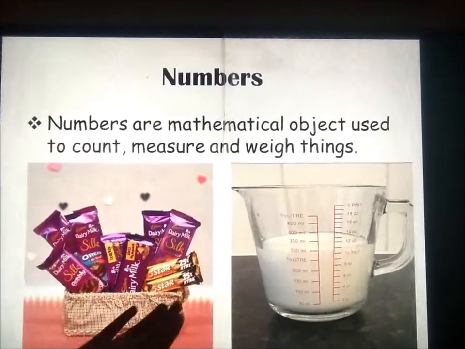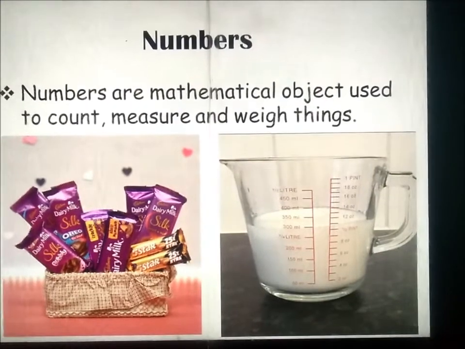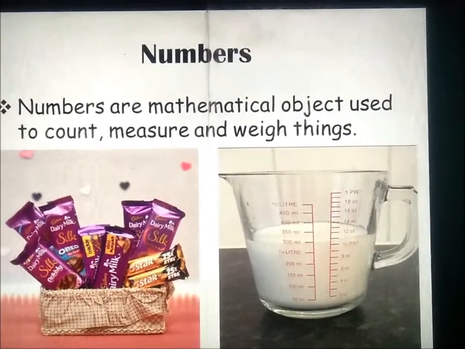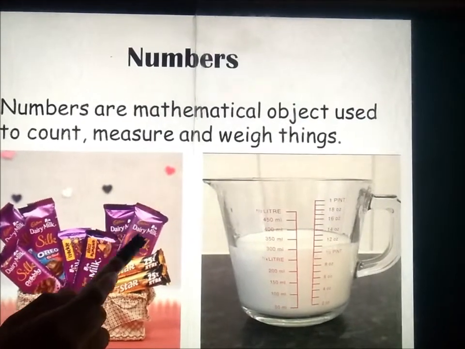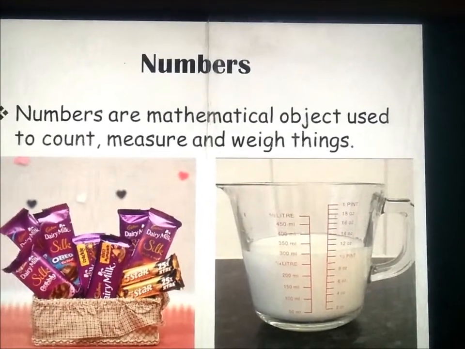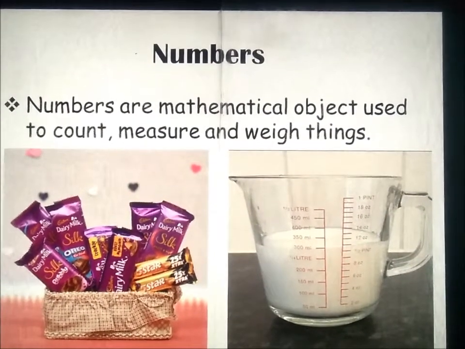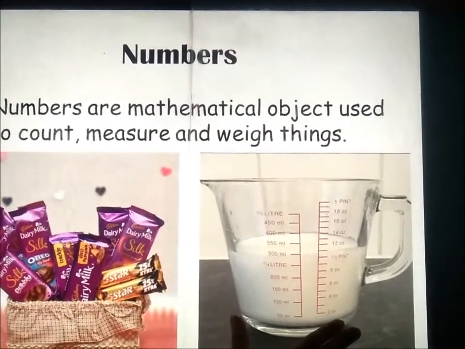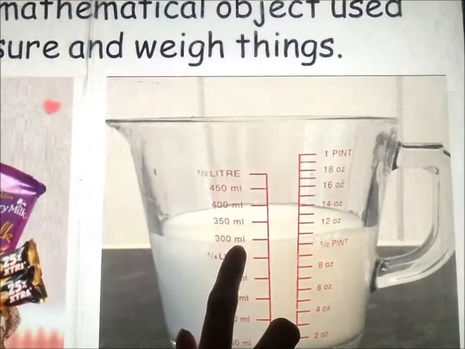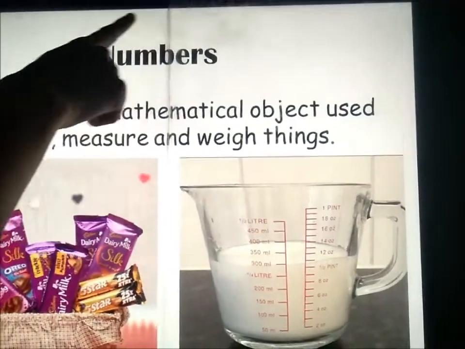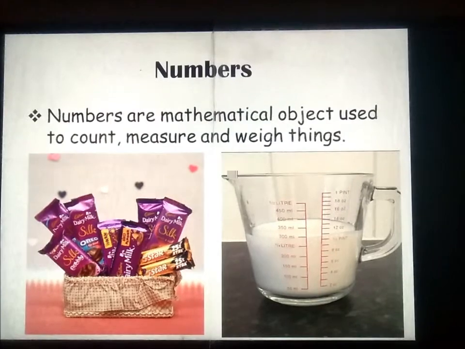There are chocolates in a box. I want to see how many chocolates are there in this box, so I need to count them. Let's count. 1, 2, 3, 4, 5, 6, 7, 8, 9. So we have 9 chocolates here. What about the jar? It's filled with milk. What is the amount of milk it contains? The quantity of milk is 300 ml. So numbers help us to understand, count, measure and weigh things.